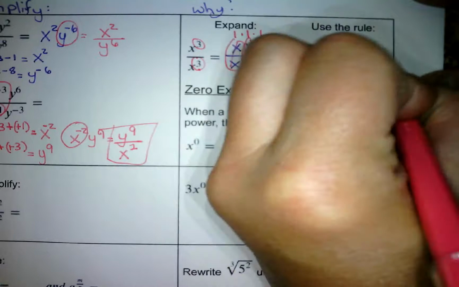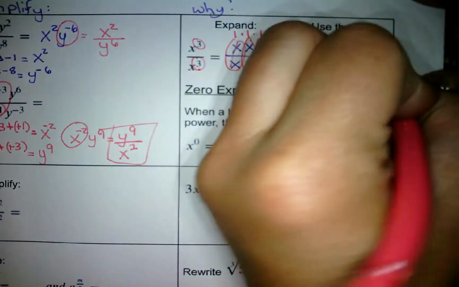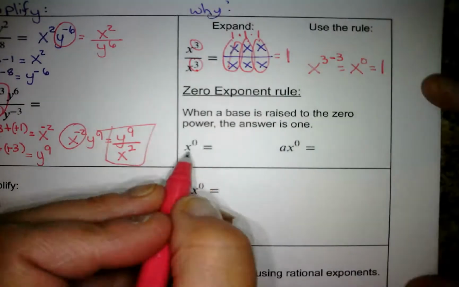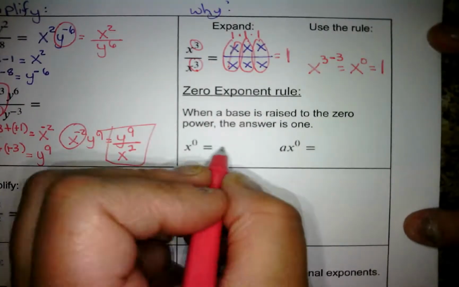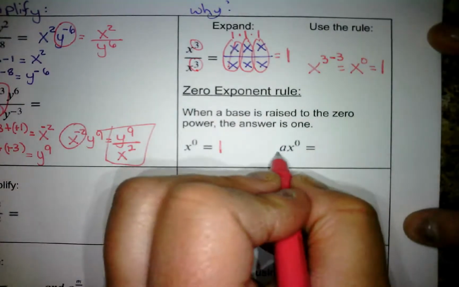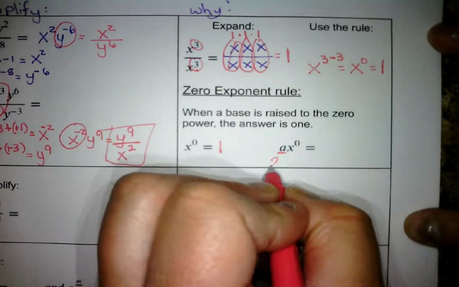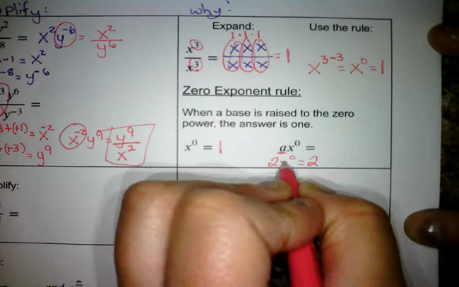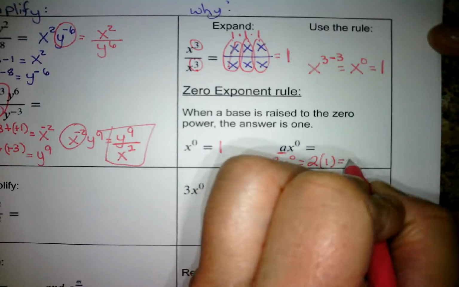So anytime we have any base raised to a 0 power, it equals 1. This one right here actually has a number with it. If it had 2x to the 0 power, that would be 2 times x to the 0 power, which is 1, so it would just be 2. So in formula notation, it would just be whatever number it is, in this case, a.